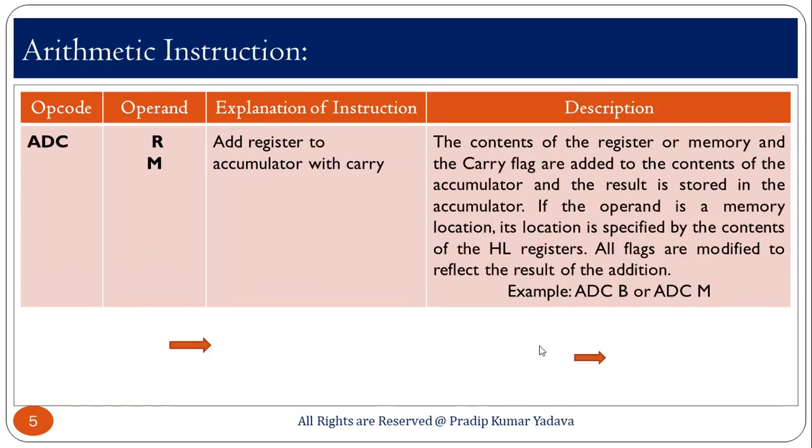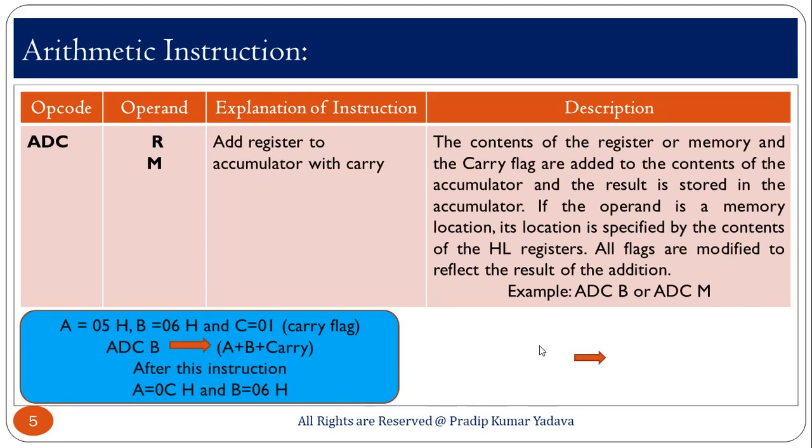Now, the second instruction is ADC R. R means register, which I have already told you: A, B, C, D, E, H, L. M represents memory, which I have already discussed in the previous example. Now let's take an example so we can understand the difference between ADD and ADC. Here, the content of the register or memory and the carry flag are added to the content of the accumulator, and the result is stored in the accumulator.